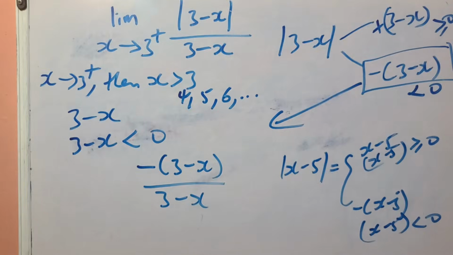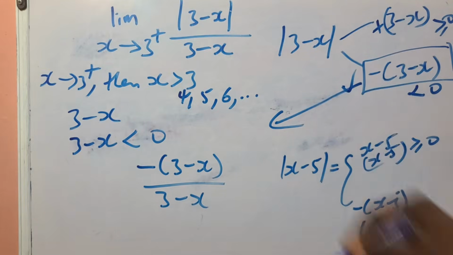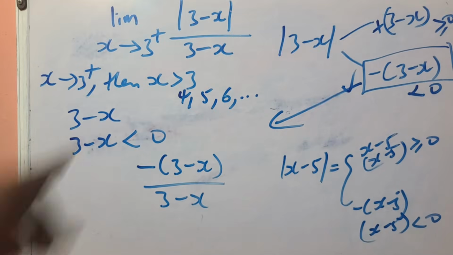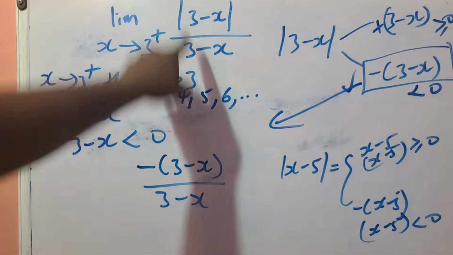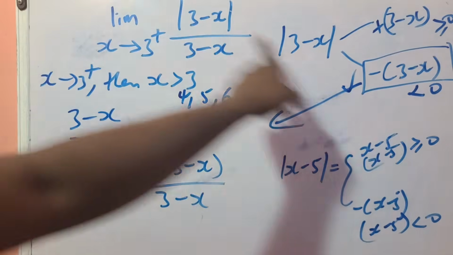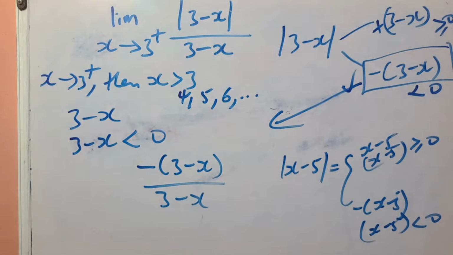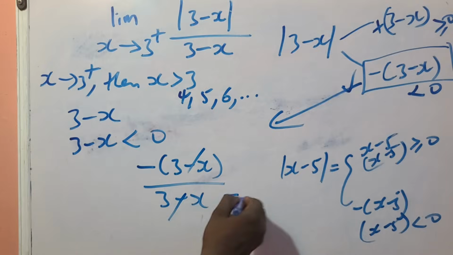And whenever we have the less than 0, this was the case we're dealing with. This was for the less than 0. So we'll be using this expression for our absolute value. We'll be picking this expression for our absolute value now. And we'll be having this. If you look at this now, this will produce an answer of -1.